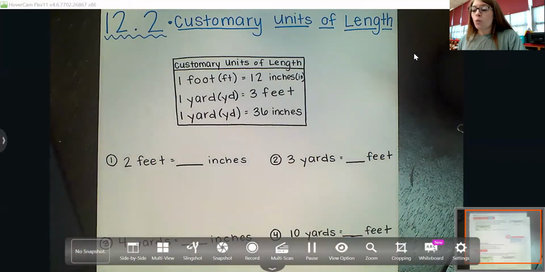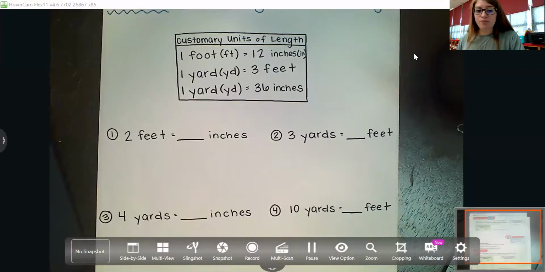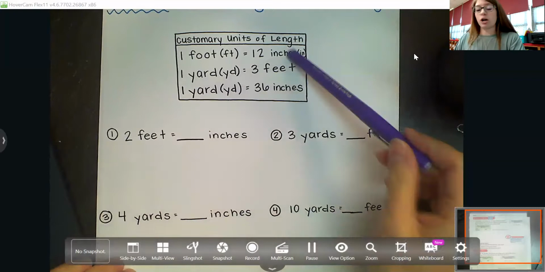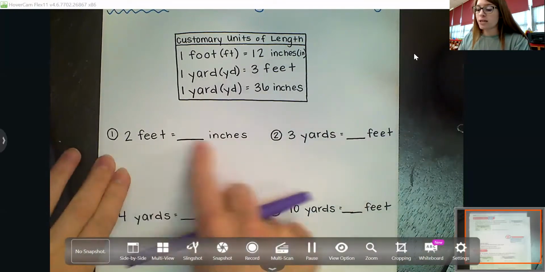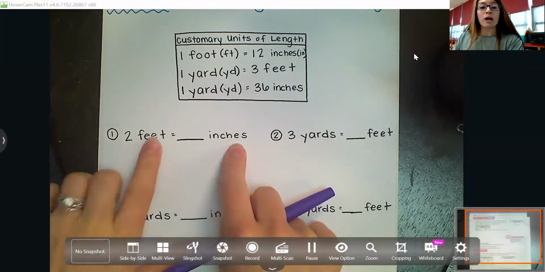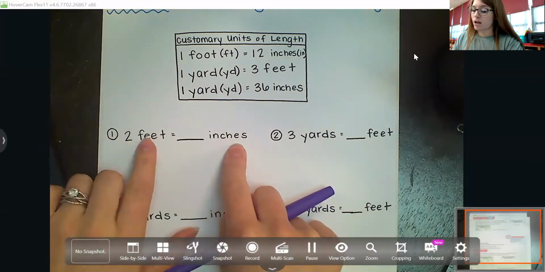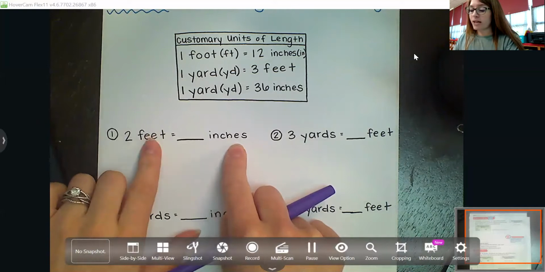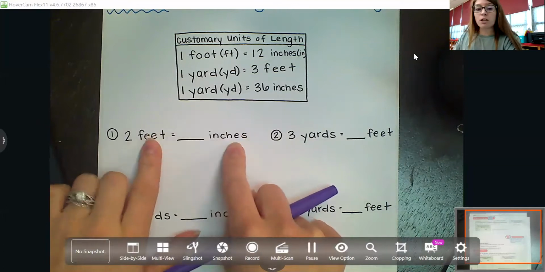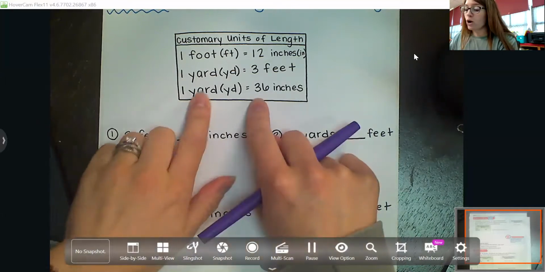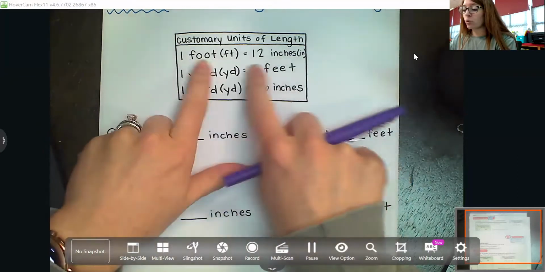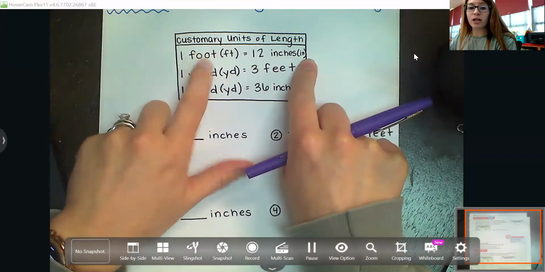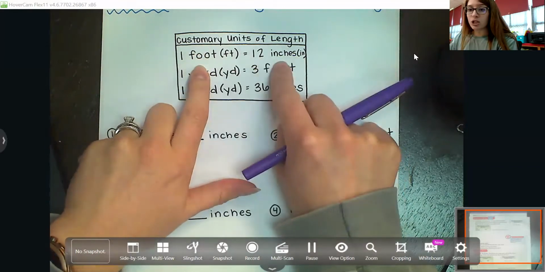All righty, so when we go to converting these measurements, we're going to be using this chart to help us. So let's look at number 1 and jump right in. 2 feet equals how many inches? So what I'm going to do is look at it and say, okay, I'm changing from feet to inches. So I'm going to go up here to my conversion chart and figure out where it uses feet to inches. Well, that's going to be this one right here. So we know that 1 foot equals 12 inches.